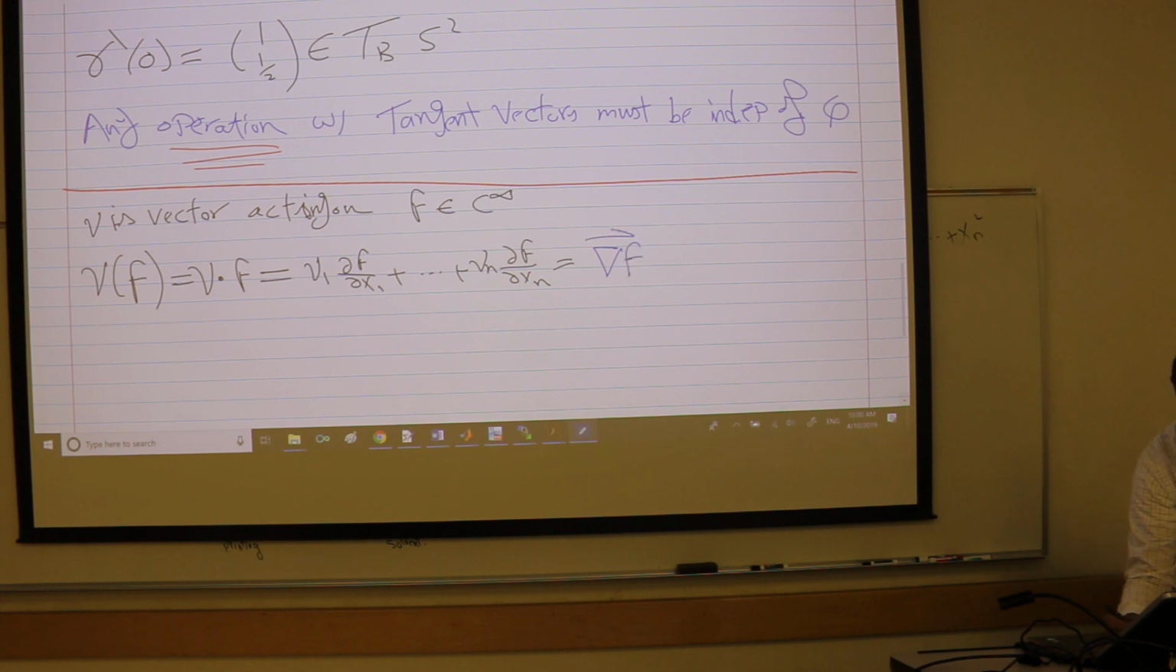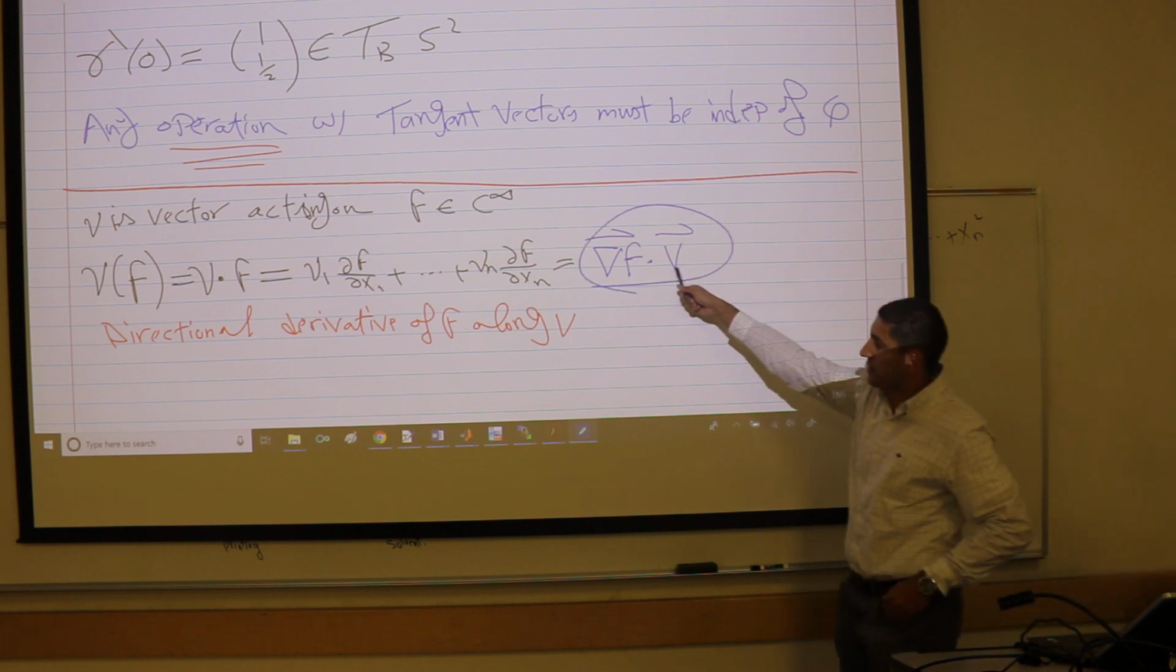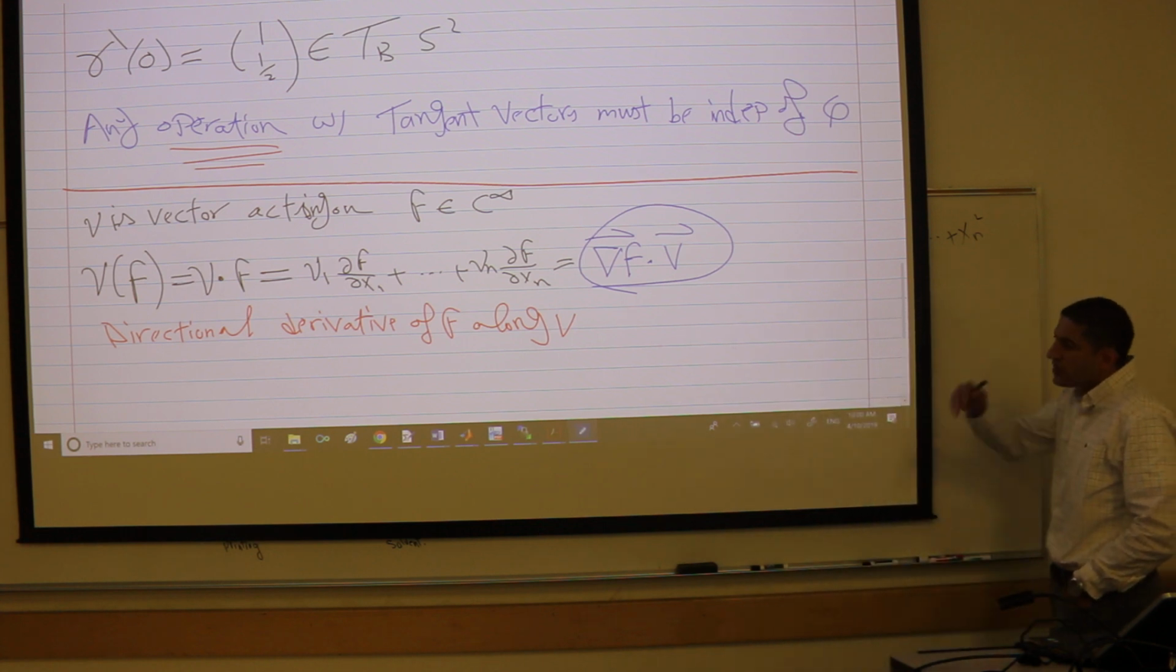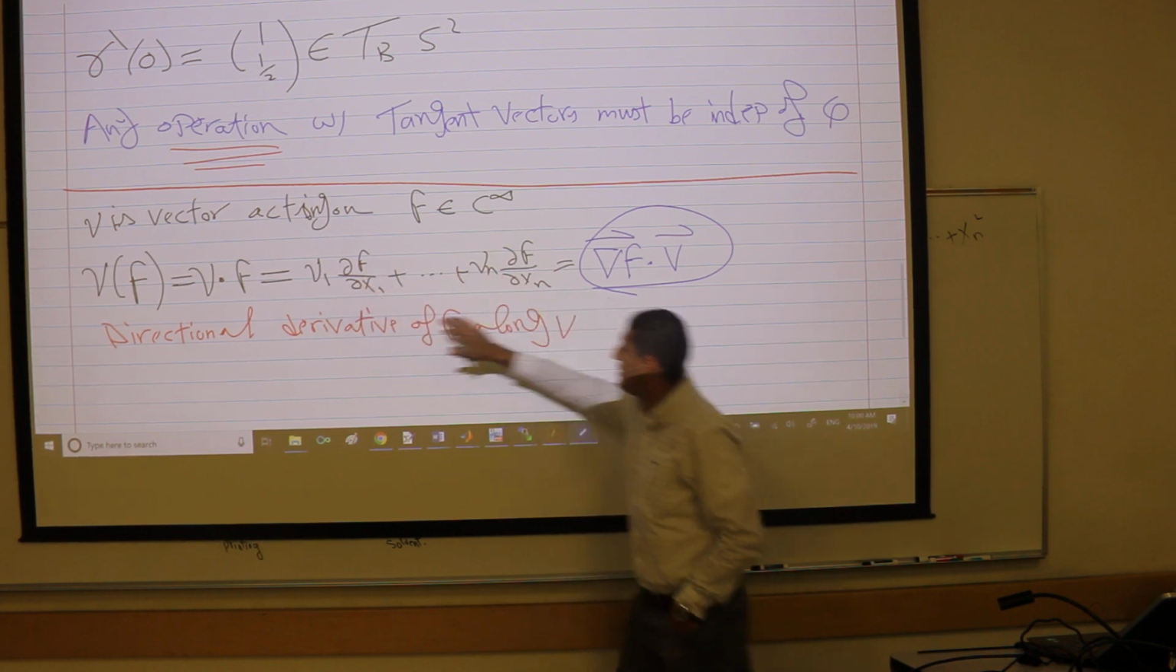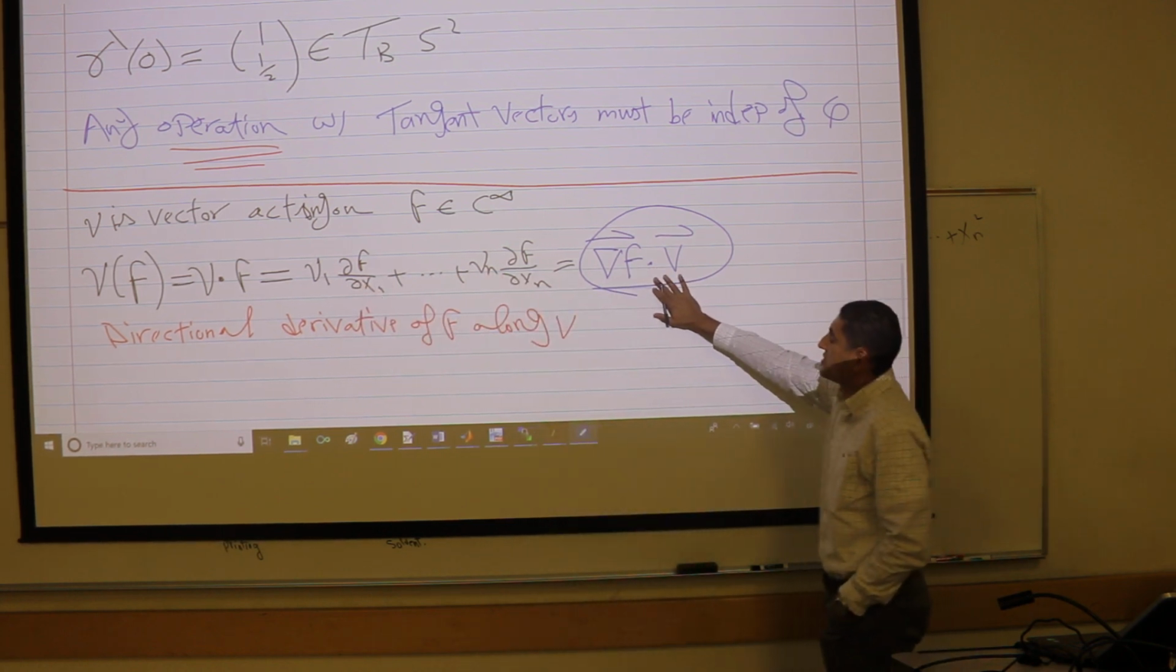Nabla f dotted with v. This is the directional derivative of f along v. Obviously, we don't want to do it this way because this is the Euclidean space way. We will do a similar computation, but we will not write it this way, because this way is not well defined.